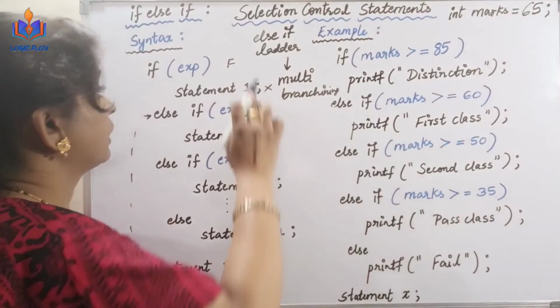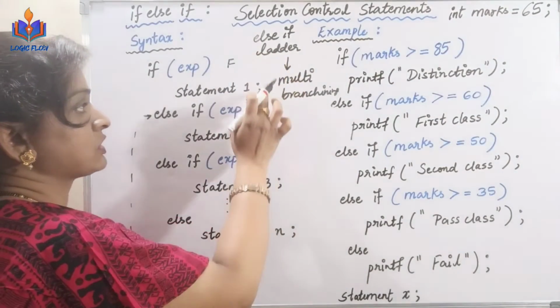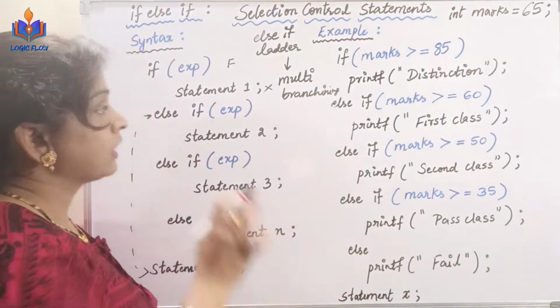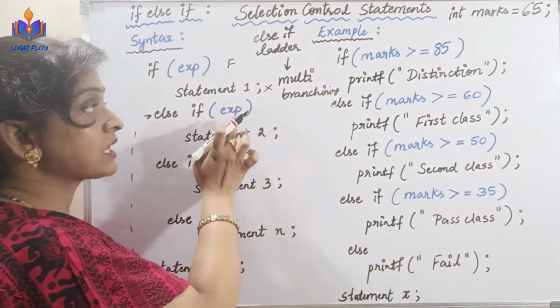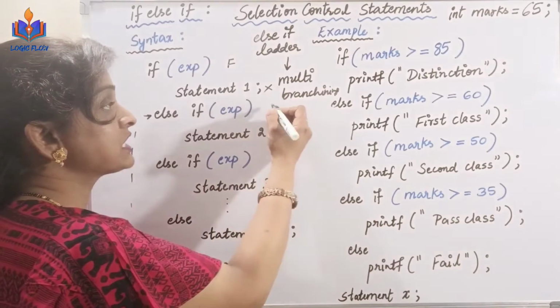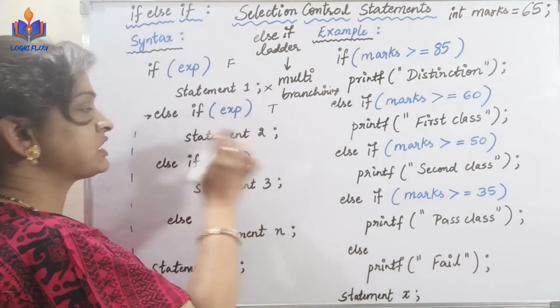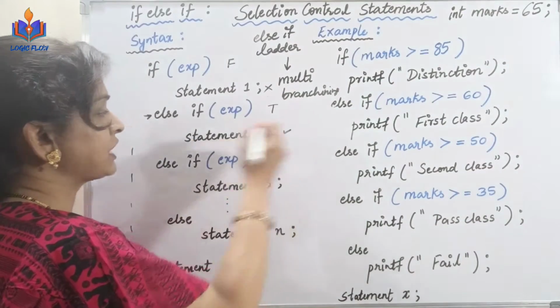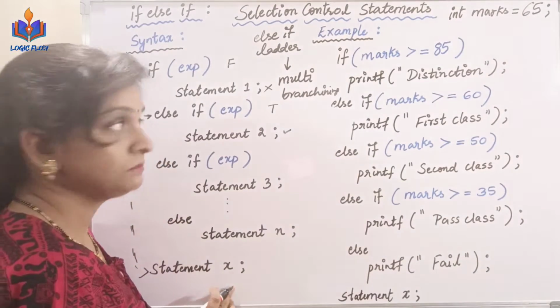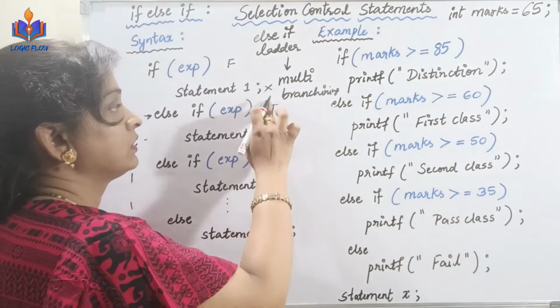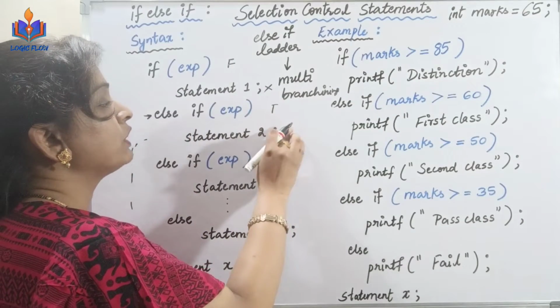Look here. Now the condition evaluates as false. Statement 1 gets skipped. Then I come to the else part and check one more condition. If this condition or expression evaluates as true, then I execute statement 2. Statement 2 gets executed, then control goes straight away to statement X. In the other scenario, statement 2 will not be executed.